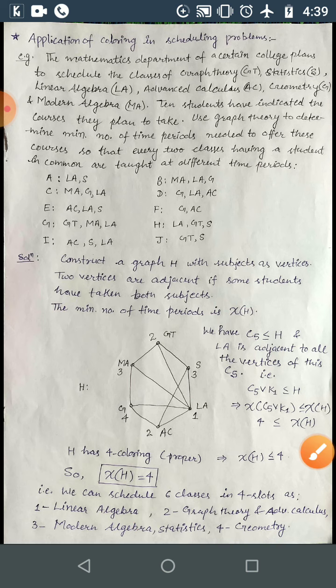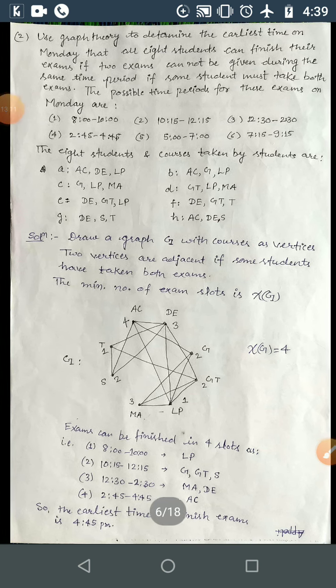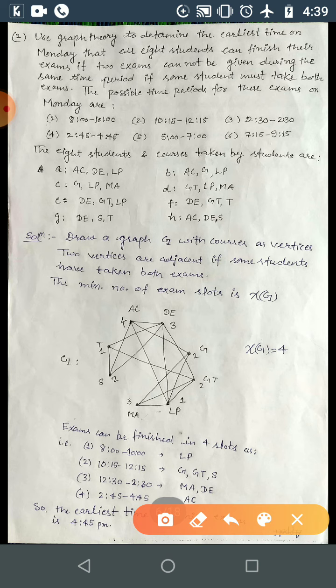So this is done by using graph theory. That is the chromatic number of this graph. Correct. Another use of graph theory is to determine the earliest time on some day that all 8 students can finish their exam. So there will be a day for re-exam, and all 8 students have to finish their exams if 2 exams cannot be given during the same time period.